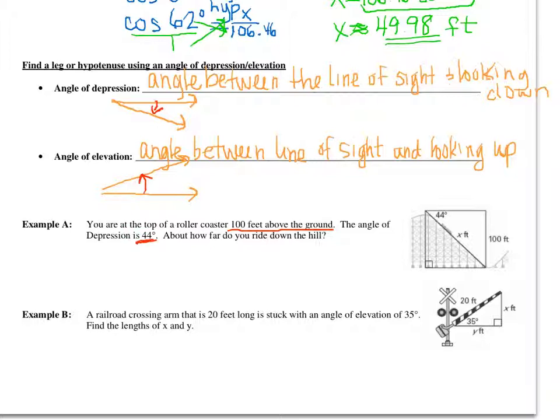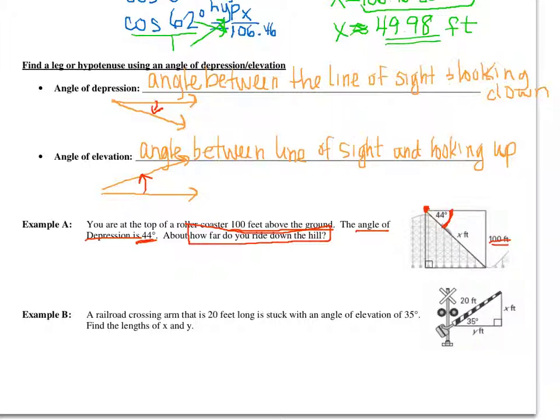44 degrees, key thing. Also, angle of depression is a key thing. About how far do you ride down the hill? There's my question. How far do you ride down the hill? So let's look at our picture and highlight it a little bit. So we're at the top of the roller coaster, and it's 100 feet above the ground, and that tells us this right here. The angle of depression is 44 degrees, so it gives me my angle of depression right here.